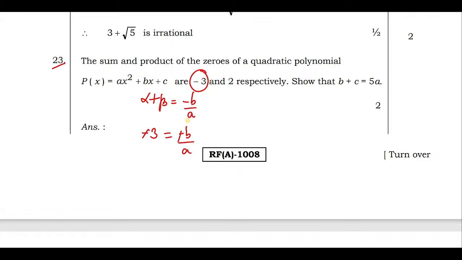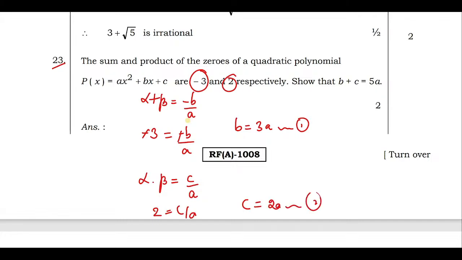Minus and minus will cancel out. What we get? Cross multiply, b equals 3a. Take this as equation 1. Now product of zeros alpha into beta equals c by a. What is alpha into beta? It is 2. So 2 equals c by a. Now c equals what? Cross multiply, we get 2a. Now add equations 1 and 2: b plus c equals 3a plus 2a, which is 5a. Very simple question for 2 marks.